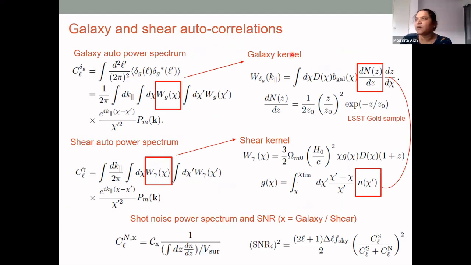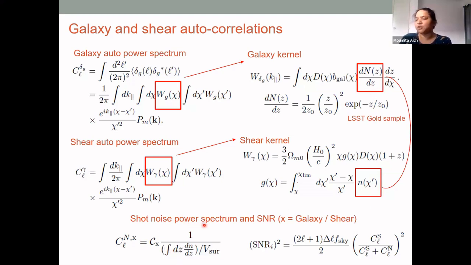You also have the galaxy and shear autocorrelations. The things which are important to look at are the ones in the red boxes. In the galaxy auto power spectrum, there is something known as the galaxy kernel, which is the important thing, and that has the dN/dz. The dN/dz is the distribution of the galaxies over redshift, and we take the dN/dz from the LSST gold sample. Similarly, for your shear power spectrum, you have the shear kernel, which looks like this, where G of chi is the lensing efficiency kernel, and n of chi is also related to dN/dz. So you should only look at the galaxy kernel, the shear kernel, and how they are related to the dN/dz.